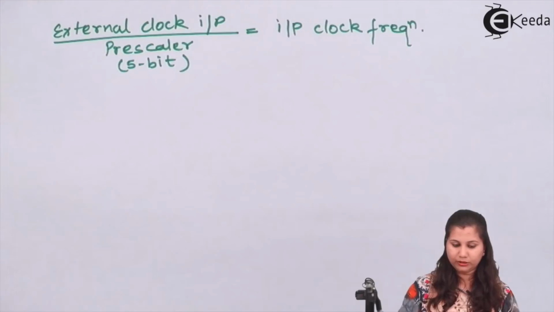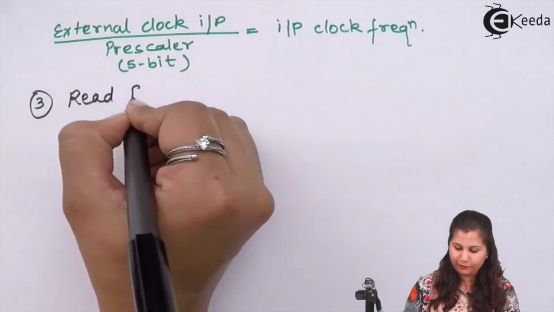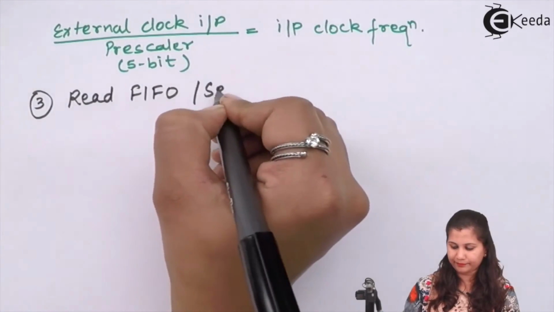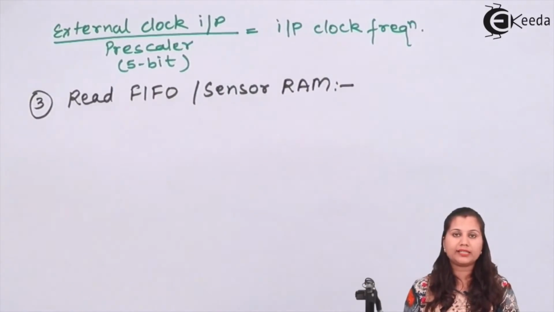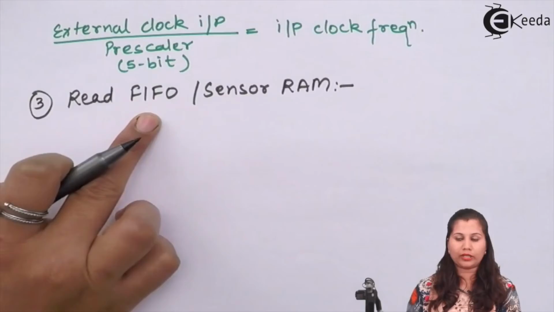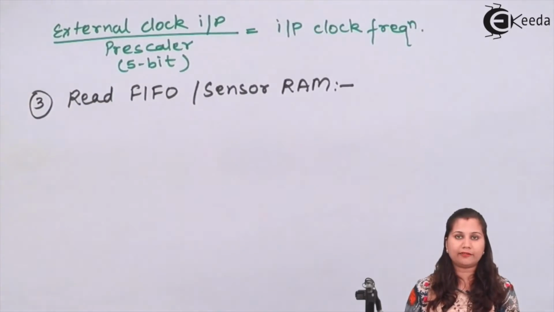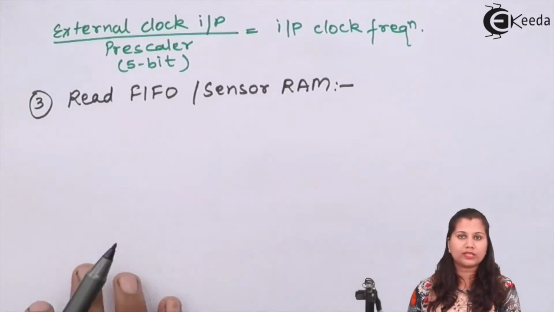Now next, come to the third mode, which is the read FIFO sensor RAM. Whenever we want to read the status of the key which is pressed on the keyboard, because every time a key is pressed, the key code related to the key will be stored in the FIFO RAM. And also if any sensor is interfaced with the 8279, then the information will be stored in the sensor RAM. So whenever we want to read the FIFO or the sensor RAM, we can use this command word.